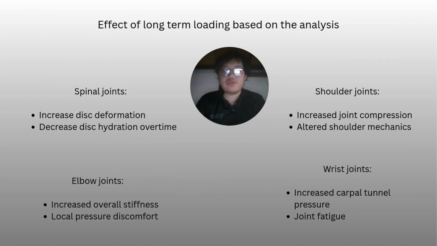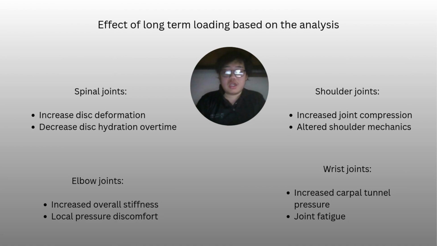When it comes to the joints, it is more specific, as there are many joints in the human spine and upper limbs. Let's start with the spinal joints. As the joints that connect all the vertebral discs together, when under prolonged excessive loading, it can increase the deformation of the disc and also cause it to reduce hydration, which decreases its ability to absorb shock.